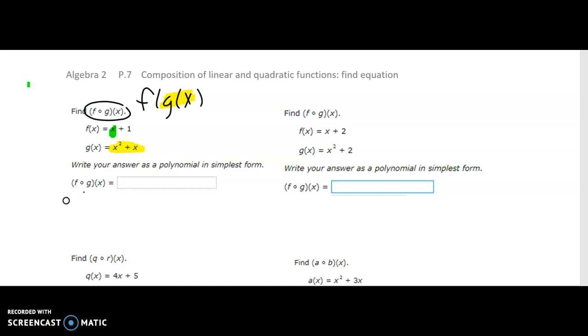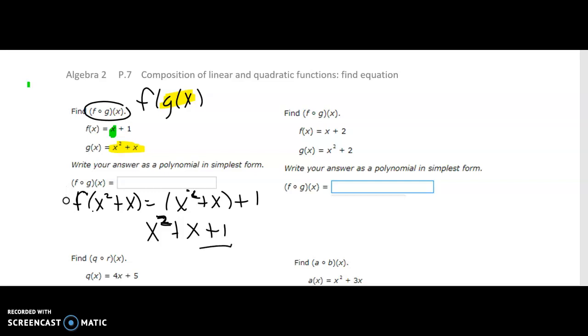So f of x squared plus x equals, here's your x plus 1, x squared plus x. There is nothing to distribute. I just put the parentheses there to show where that would go. So there are no like terms. That's x squared plus x plus 1. That's it.